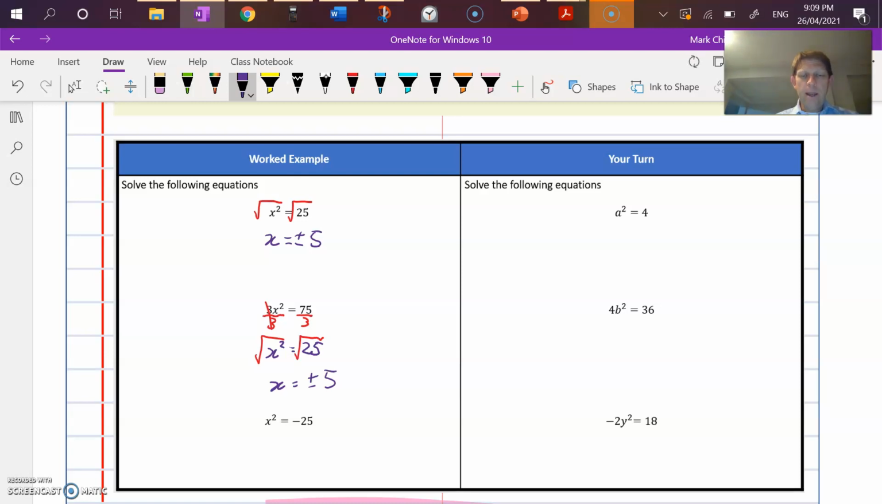Now in the final one, x squared equals minus 25. Our first step to find out what x equals, we'd have to take the square root of that side. But of course, whatever we do to one side, we have to do to the other. So there we go.